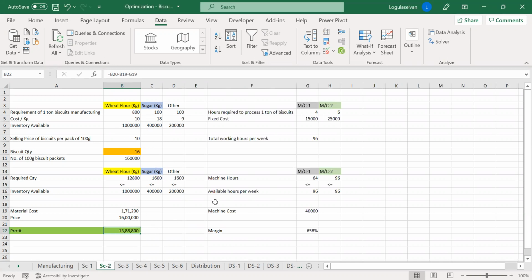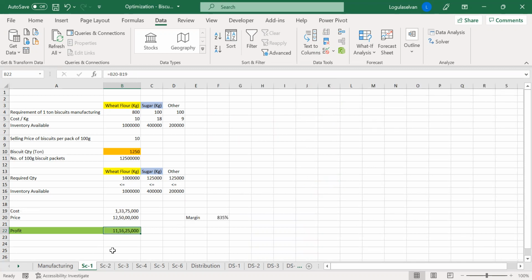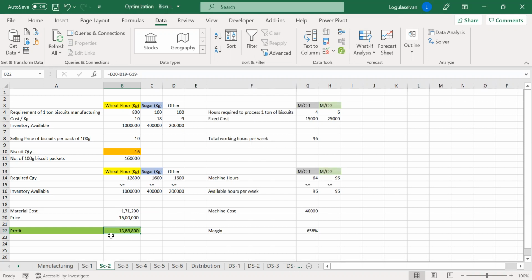Further, in the next scenario, we added machines because we would require machines to manufacture biscuits. So two machines were added as a constraint. Considering the working hours per week, 96 hours are available, so two machines can work up to 96 hours only. Based on that, the profit was calculated, which was around 13 lakhs. So by adding the machine constraint, the profit dropped considerably from 11 crore to 13 lakhs.